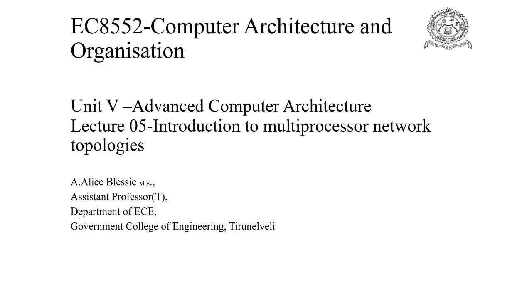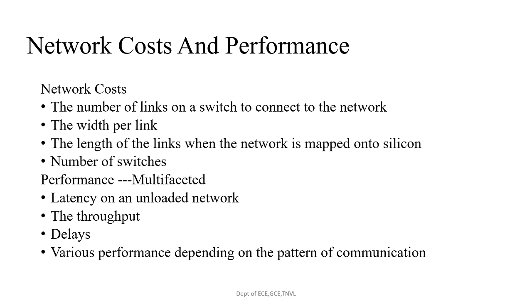So in this we are going to see about the introduction to multiprocessor network topologies. In the previous sections we discussed multi-core chips that require on-chip networks to connect the cores together, and clusters require local area networks to connect the servers together. This section reviews the pros and cons of different interconnection network topologies.